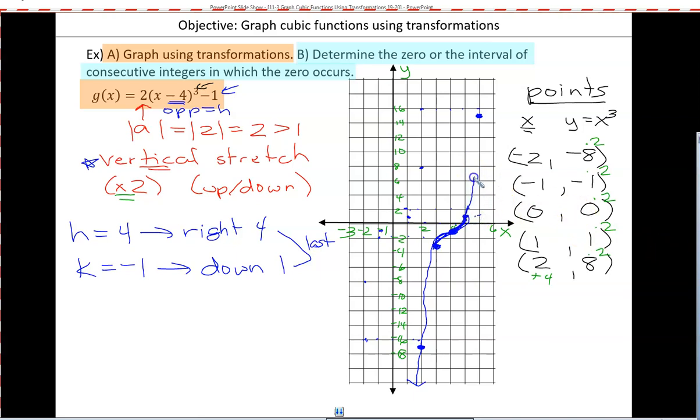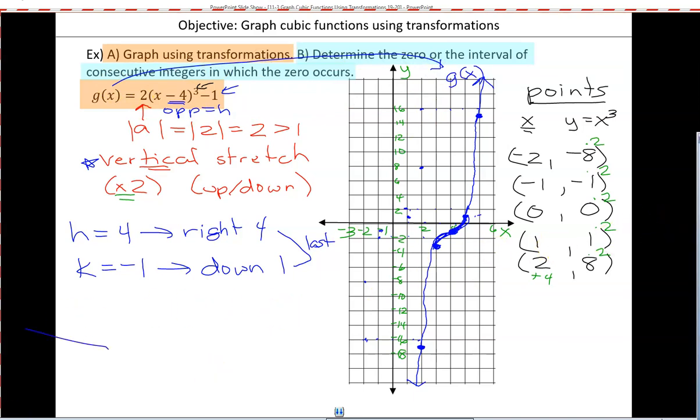Try not to let it wiggle like mine was doing. And then keep going. That's not an end point. That's just the last of our key points. So this time you keep going and then put an arrow on the end. And this is now our g of x graph.